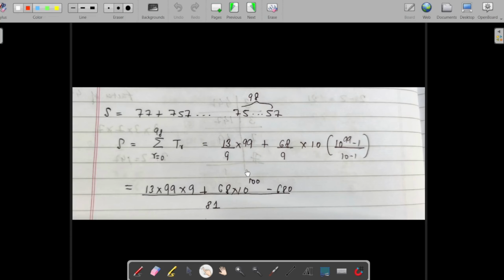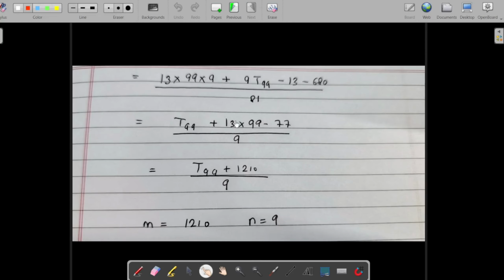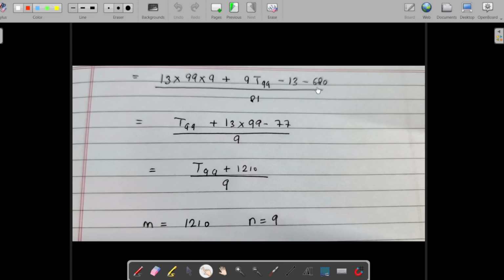So you simplify this because you will have two nines here, so you will have to multiply this term by 9 to get the denominator 81. So you get this as the numerator. Now focus on this thing. This can be written as 9 times t into 99 minus 13. So we have simply written that 9 times t into 99 minus 13, and you already have a 680 here, so you subtract 680, rest all of it is the same.